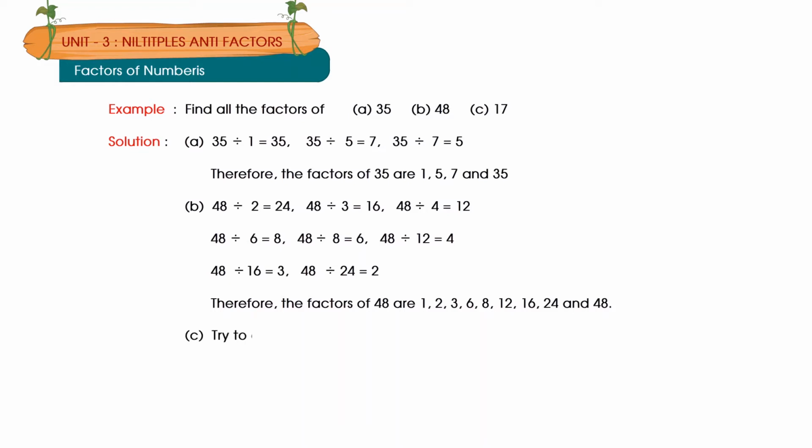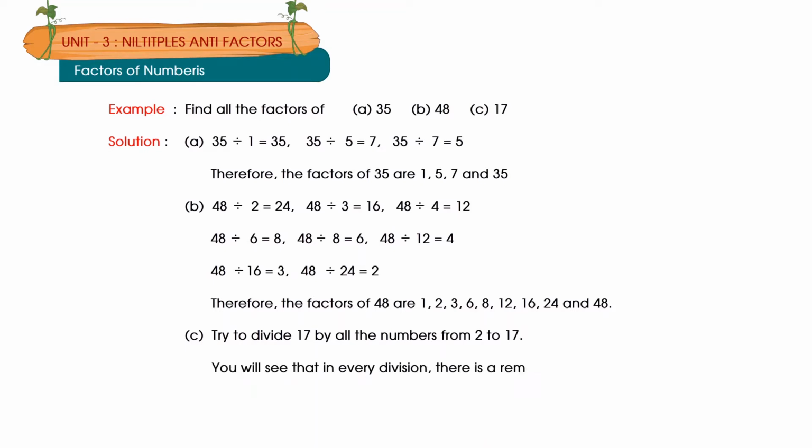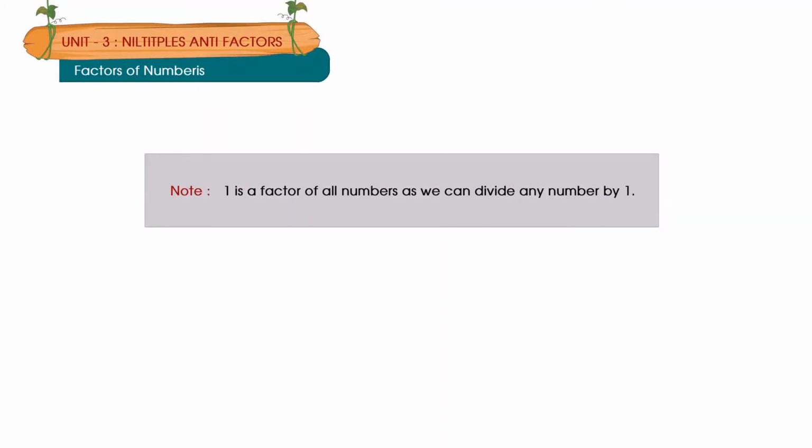C) Try to divide 17 by all the numbers from 2 to 17. You will see that in every division there is a remainder. It means that the factors of 17 are 1 and 17 only. Note: 1 is a factor of all numbers as we can divide any number by 1.